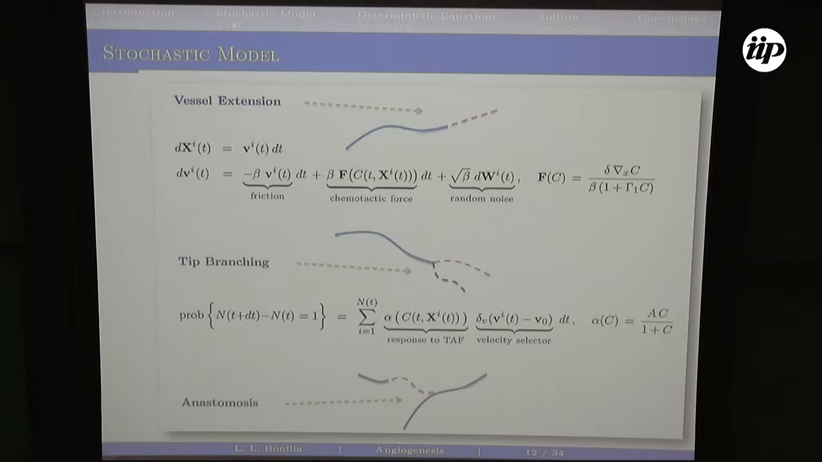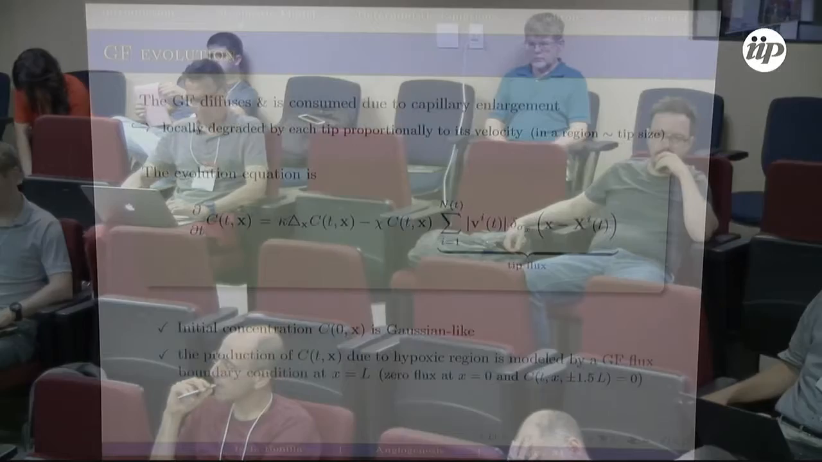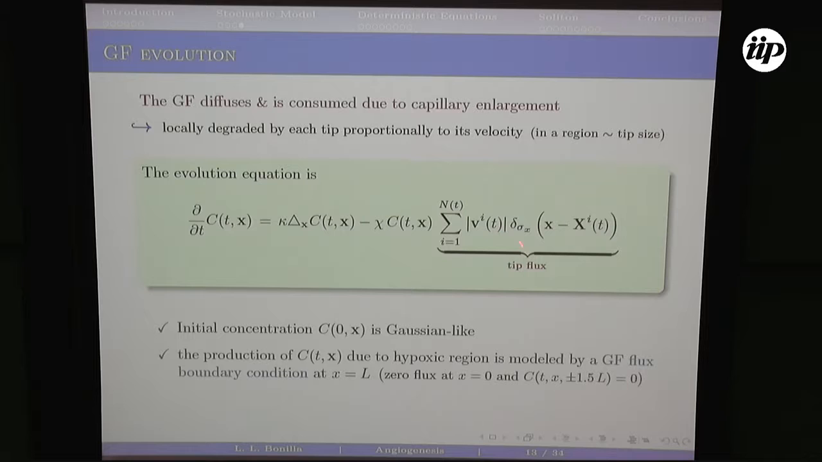Of course, you need an equation for the growth factor, which is just a diffusion. And this term says that the growth factor is consumed by the advancing tip. And it's consumed at a rate that is proportional to the elongation of the tip, which is for a time dt, the modulus of the velocity times dt. And okay, this is just the density of the tips. These are really not delta functions, but Gaussian with a certain small variance.